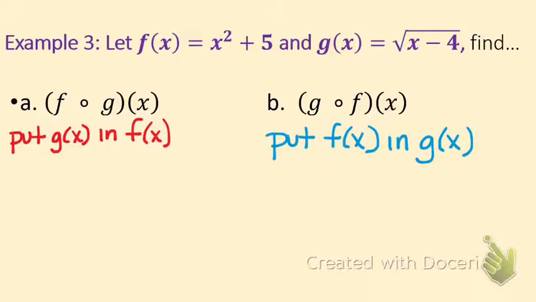So what I like to do is I look at what comes first, and then this first one, see how the f comes first? I like to rewrite it with parentheses. So I'm going to take the f function and rewrite it with the parentheses. So instead of x squared plus 5, I'm going to write it as parentheses squared plus 5. And then inside of the parentheses, I'm going to put my g of x.